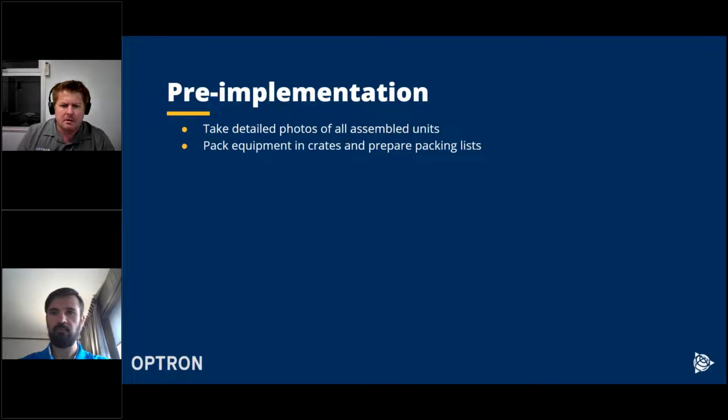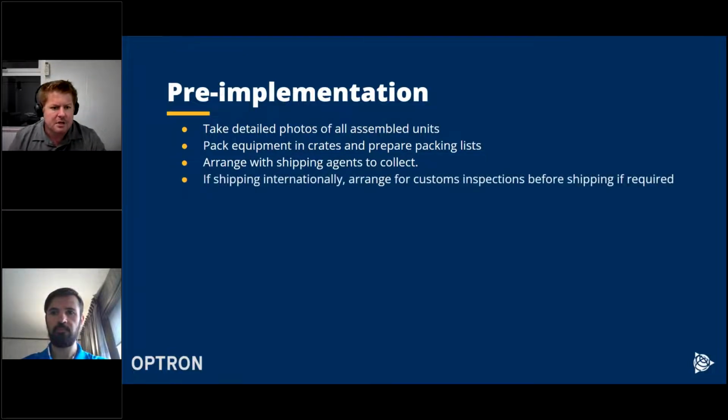So pack the equipment properly in crates and prepare packing lists for this. It makes it much easier for the admin office as well, if they need to start preparing the shipments and dealing with the couriers. If they have a proper packing list, then it's much easier for them. Then we arrange the shipping agents to collect the items. And if we're shipping internationally, remember to arrange for customs inspections before the shipping, if it's required for that specific country.